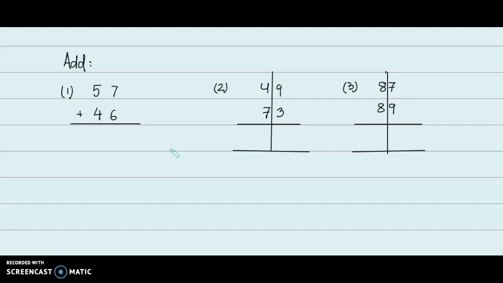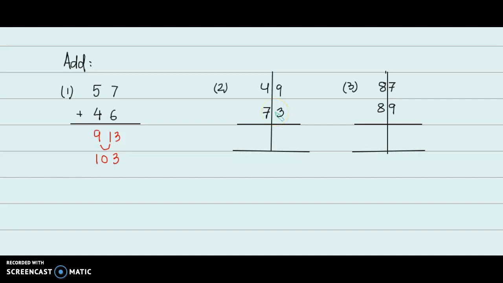I am going to start with 2-digit numbers first. So 57 plus 46. We will add 7 and 6. 7 plus 6 is 13. And then 5 and 4. 5 plus 4 is 9. And the next step is we will add this 1 to this 9. So it becomes 9 plus 1, 10. We will write 3 as it is, and 9 plus 1, 10. So our answer will be 103.